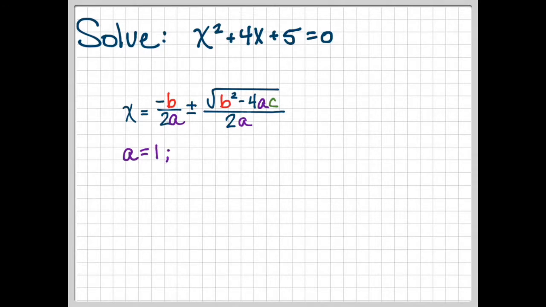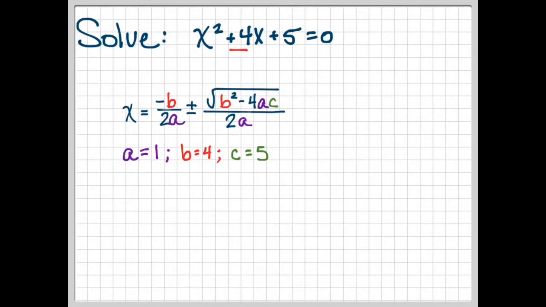When I look at my B value, my B is going to be a +4 because that's the coefficient of my x term. And my C value is going to be a +5 because that's that constant term, that number that doesn't have an x with it. So from here, it's just all about substitution again.